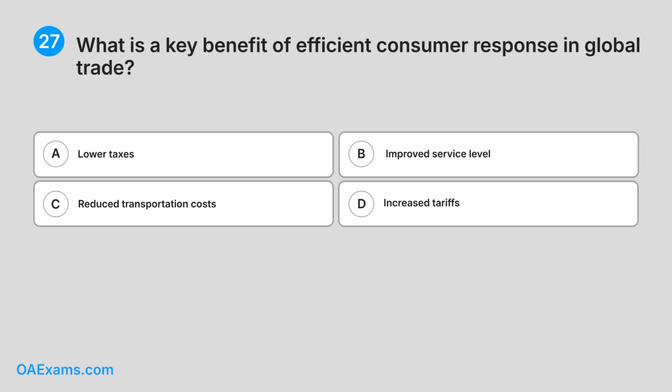27. What is a key benefit of efficient consumer response in global trade? A. Lower taxes. B. Improved service level. C. Reduced transportation costs. D. Increased tariffs. What do you think is the answer?